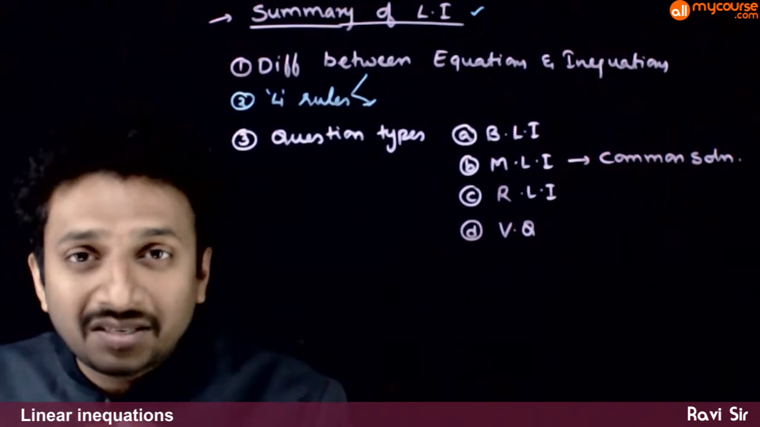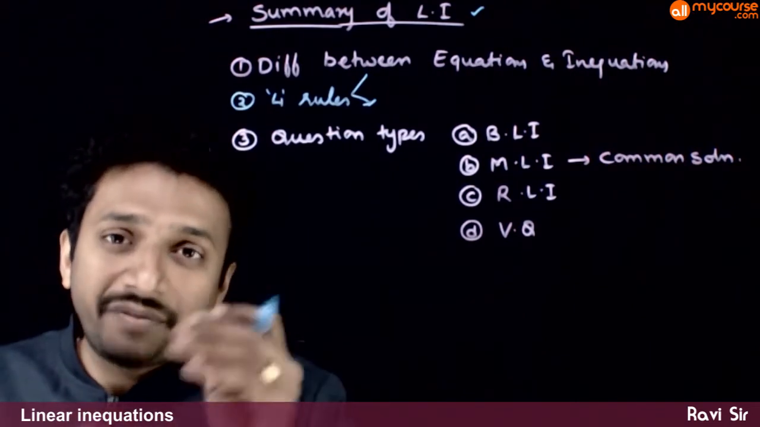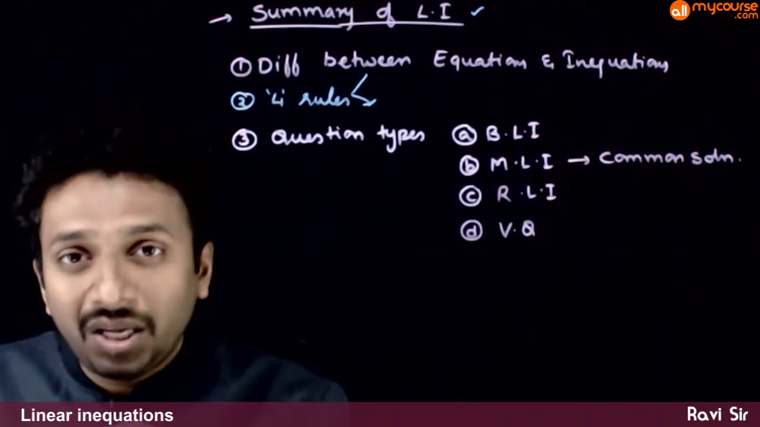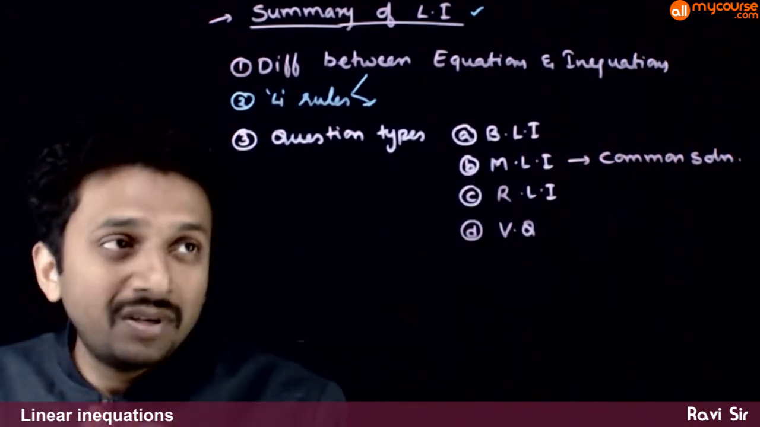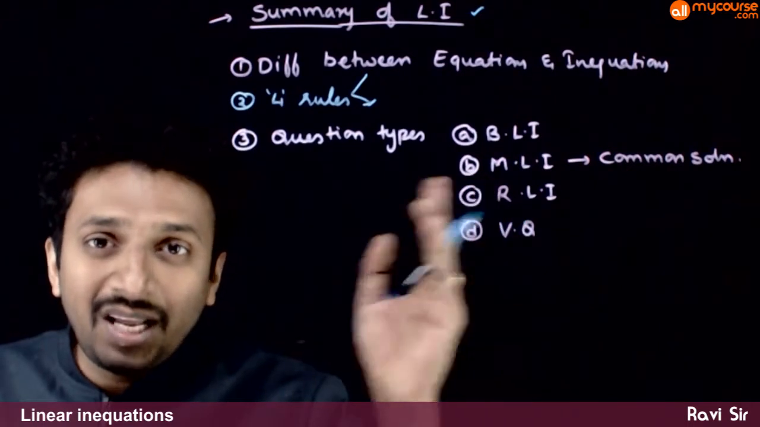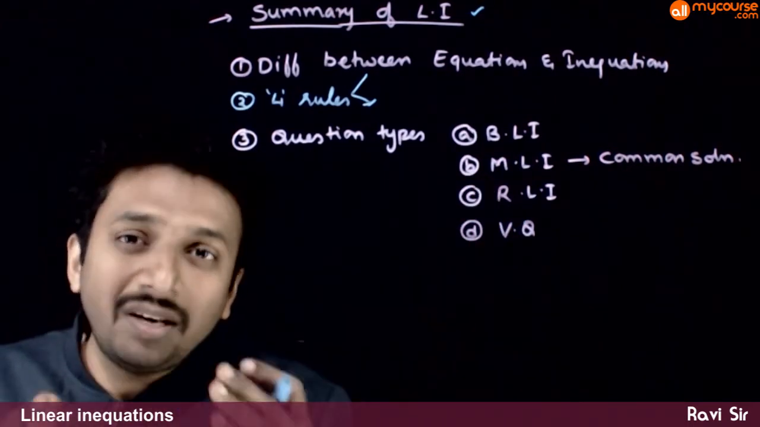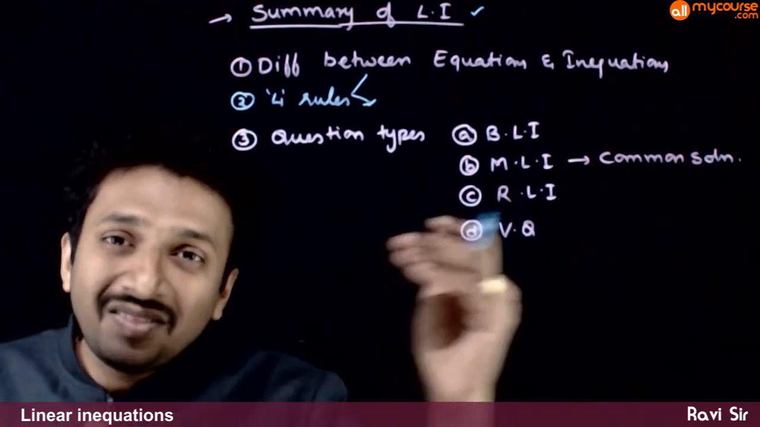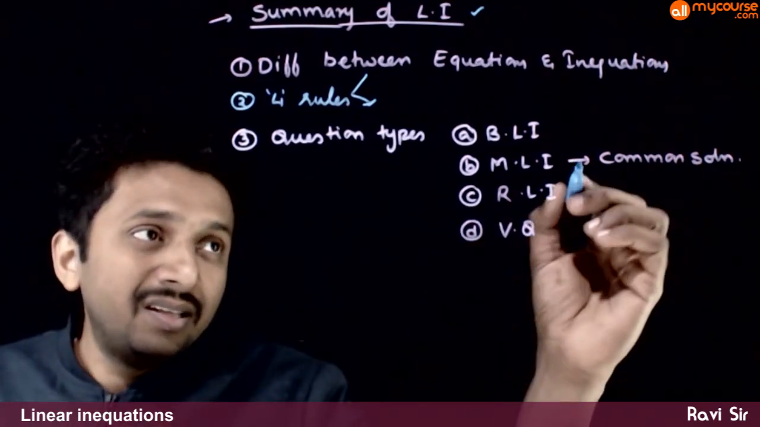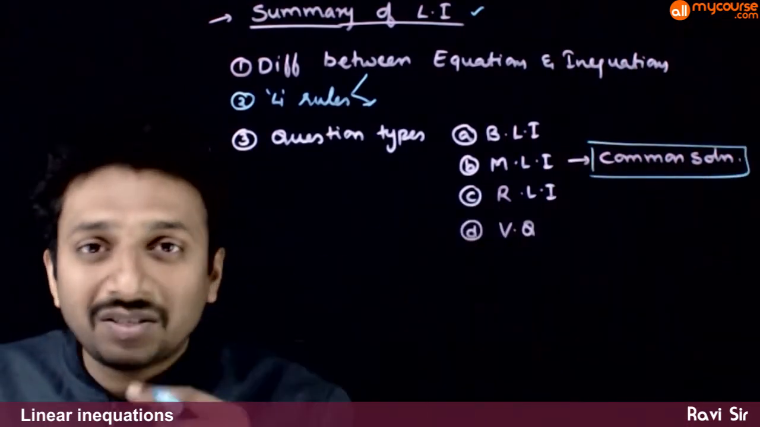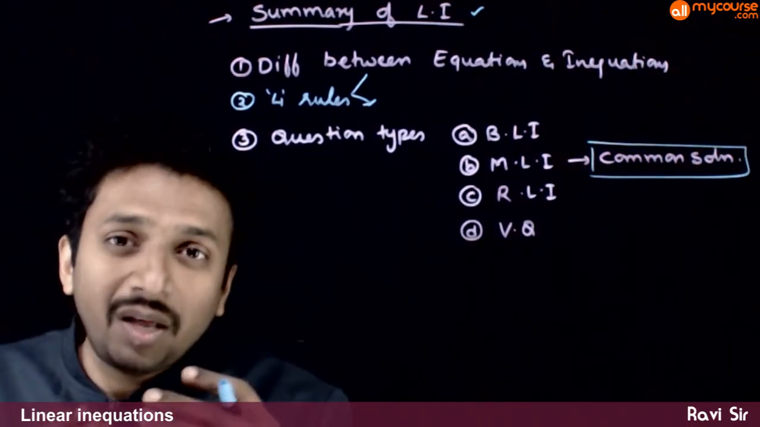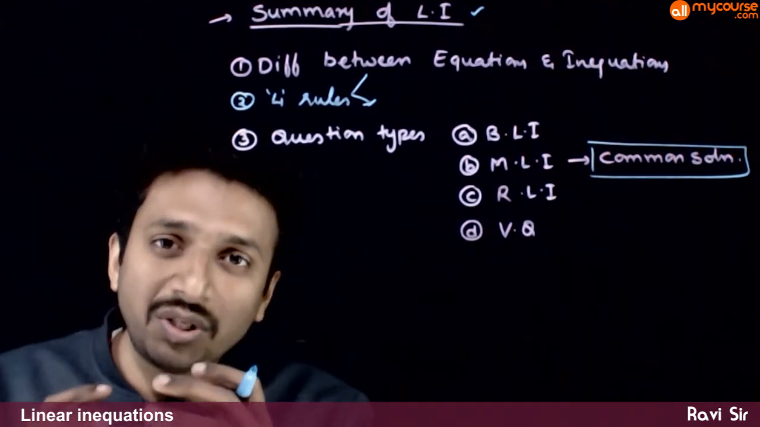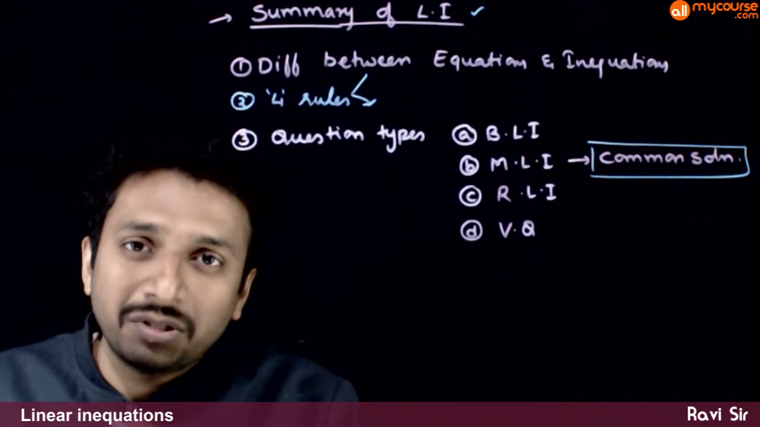And next, you have gone through different types of questions that you encounter in this chapter. So basic linear inequations, very easy to solve. Multiple linear inequations, where you have more than one linear inequation in a particular question. In that we have seen 3 types, and the thing that you need to remember is whenever you have multiple linear inequations, you have to find the common solution. You solve each of these inequations individually and find the intersection of all the solutions.